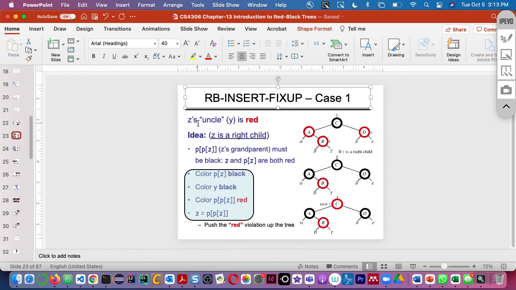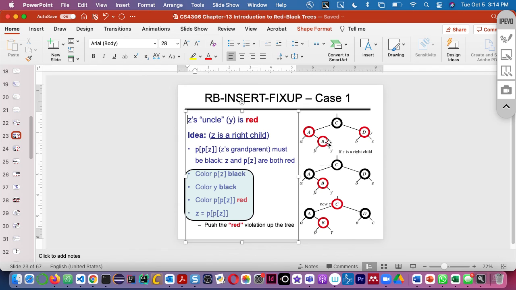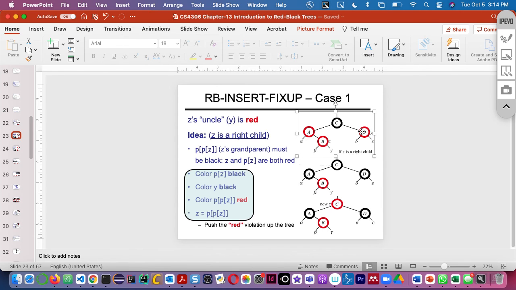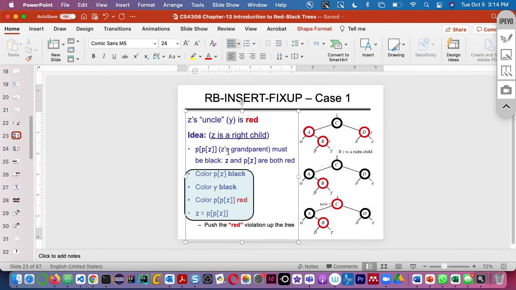See the case 1. Case 1: if G has an uncle, there is G. If G's uncle Y is red. Here is G and the uncle is Y. Uncle means the parent's brother, right, or sister. So here G, and we need to look at the parent. Okay, so you see the steps. If this happened, then we need to do these 4 steps. First of all, color the parent of G black. Okay, and then color Y, the uncle of G, black.